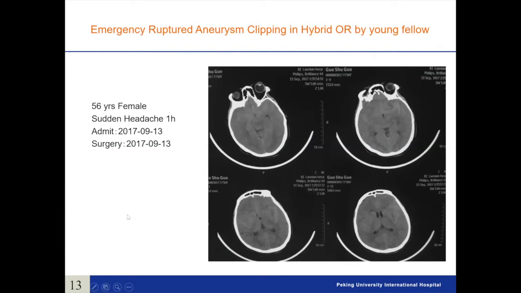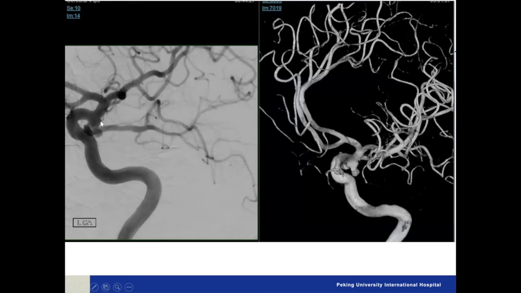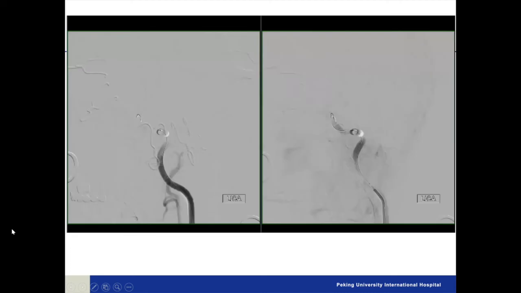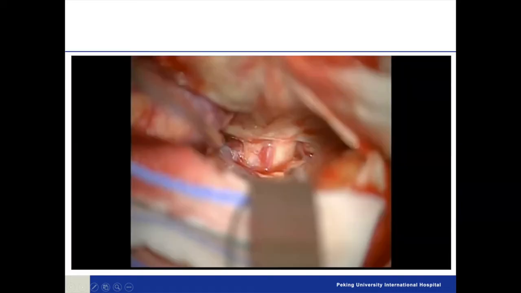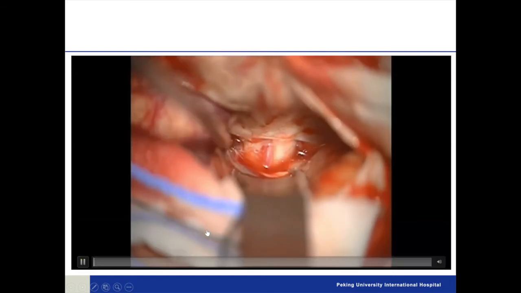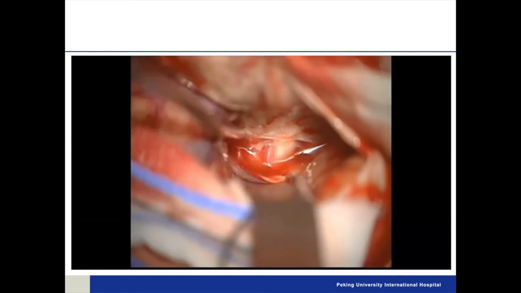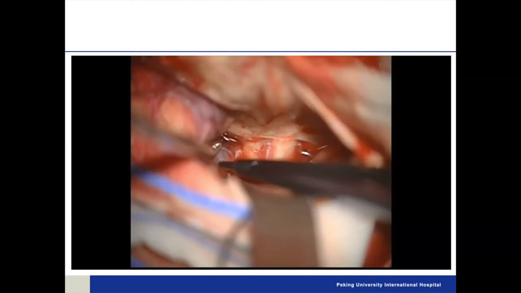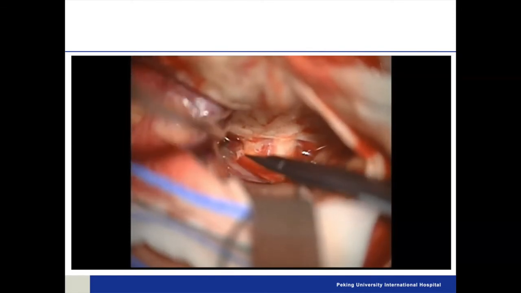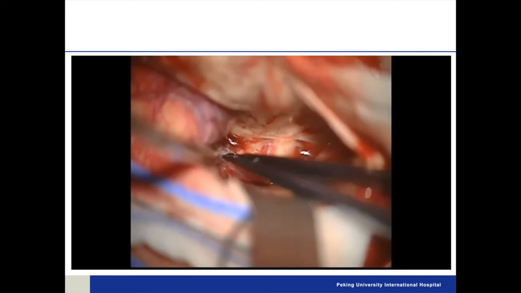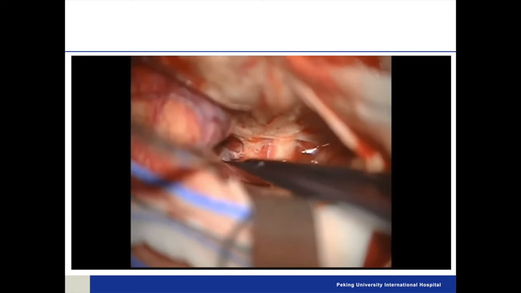Here is another, actually it's a regular aneurysm, a PCOM aneurysm with some subarachnoid hemorrhage. And we just want to show this case. It's done by the young neurosurgeon in the midnight. So with the balloon occlusion, the surgery becomes much easier, especially for such a PCOM aneurysm. We can just confirm the aneurysm was clipped completely, and the PCOM can be saved.